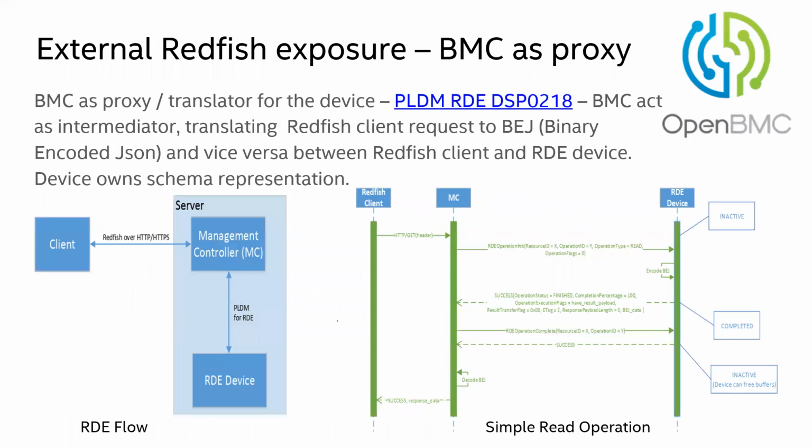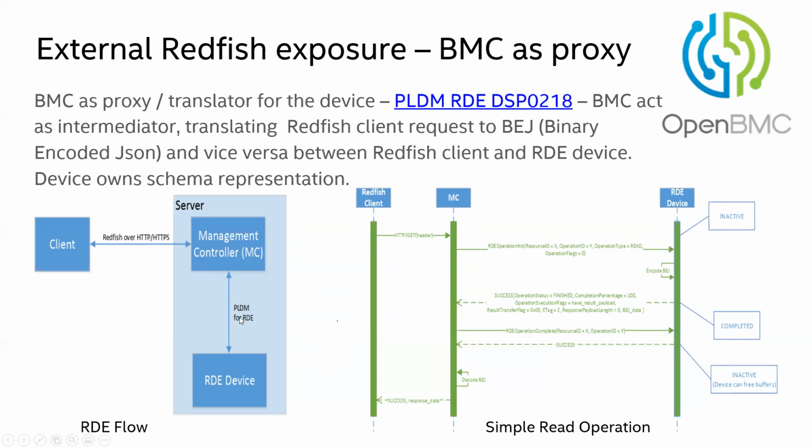And the second one is Redfish exposure through RDE. In this one, the BMC will act like a proxy. Basically, it is a translator proxy. What RDE expects is that the BMC acts like an intermediary, and the BMC has to translate an HTTPS or JSON request coming from Redfish and convert it into binary encoded JSON, right? And send the binary encoded JSON to the RDE device.